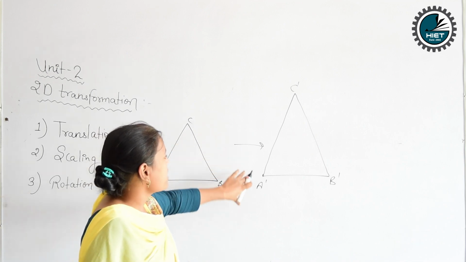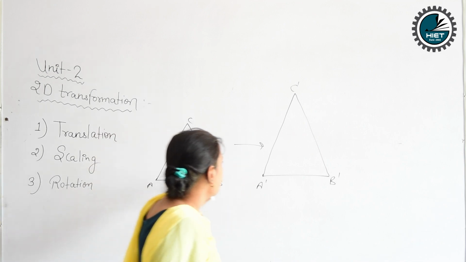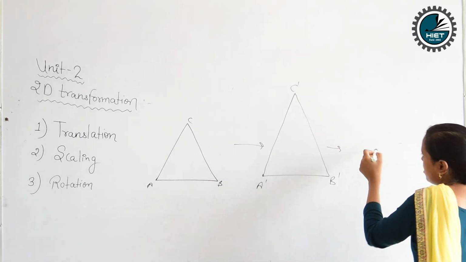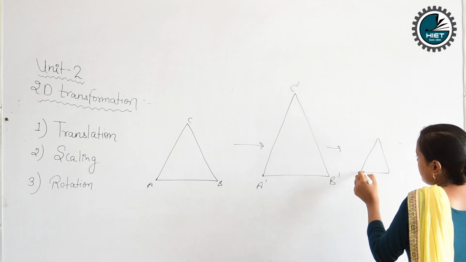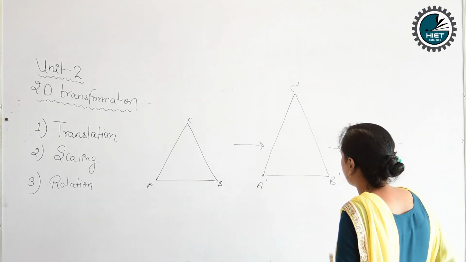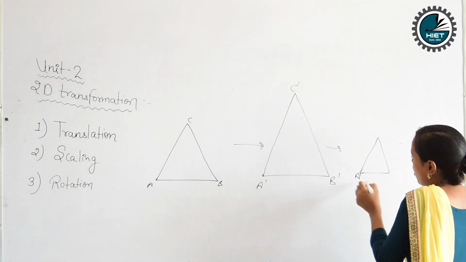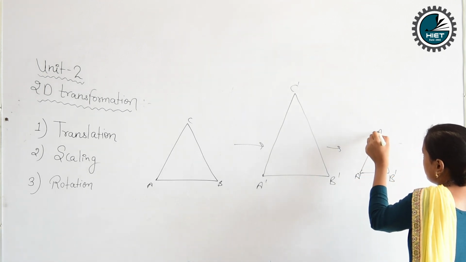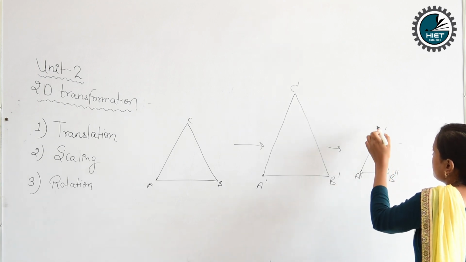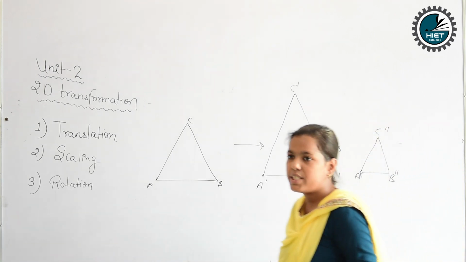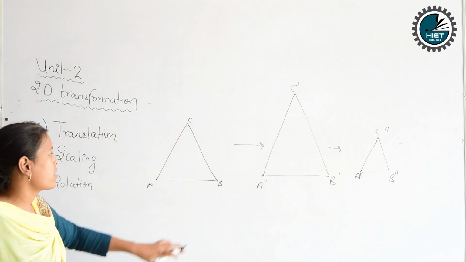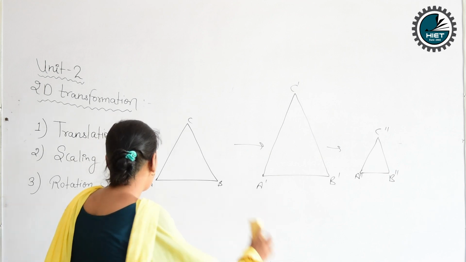We can also decrease the size of the object. Suppose this is our original object. If we decrease the scaling factor or size of the object, the new object will be A double dash, B double dash, and C double dash. So scaling is nothing but reducing or increasing the size of an object.